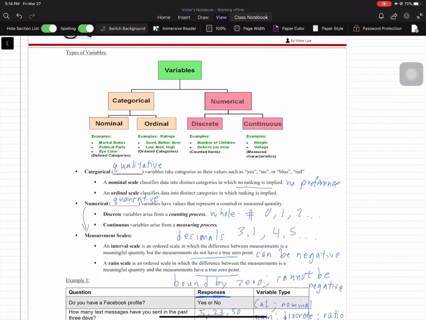Ordinal scales is when ranking is implied. The example I gave you is good, better, and best. Low, medium, and high. So high is preferred to medium, medium is preferred to low. So there's ranking involved, there's preference involved.